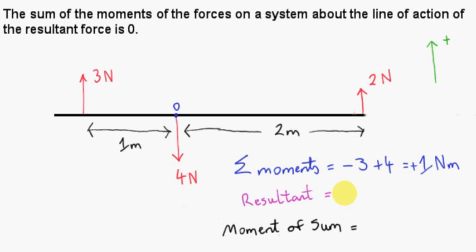Now the resultant force on the system is plus 3, plus 2, minus 4. That's 5 minus 4, which is 1 Newton. We get a positive answer, so the resultant force is pointing upwards, the positive direction.